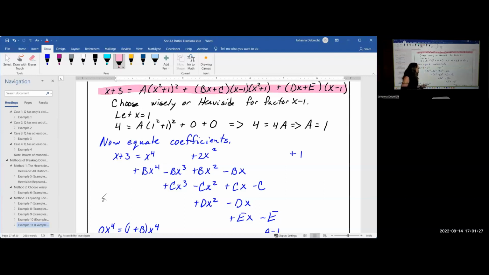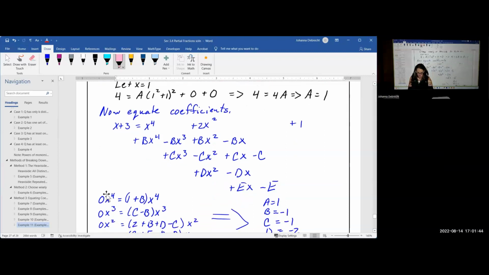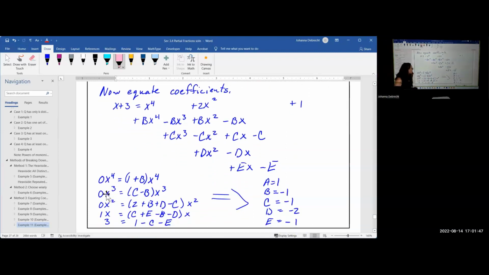And then what I was able to do was gather together all of my common like terms. All my x to the 4ths here, x cubes here, x squareds here, x's here, and everything that wasn't one of those became a part of the constant. And then I equated my coefficients. So when I equated my coefficients on the left side, I didn't have an x to the 4th. So that's a 0 x to the 4th, which has to be 1 plus b times x to the 4th. So that gave me an equation over here that 0 is equal to b plus 1, which basically means that b is negative 1. So now I know a and I know b.